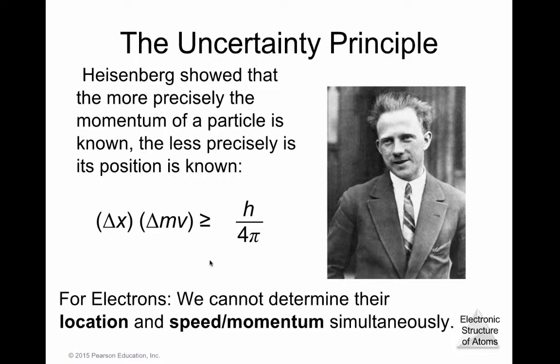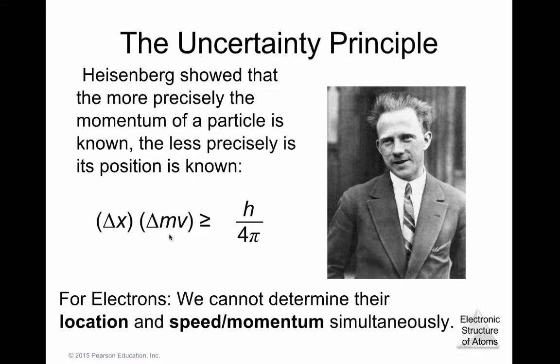If you multiply those together, it has to be bigger than this value right here, which means that if this range goes to 0, so if you know the location more precisely, then you have to have a bigger range for your momentum in order to be greater than or equal to this value over here.